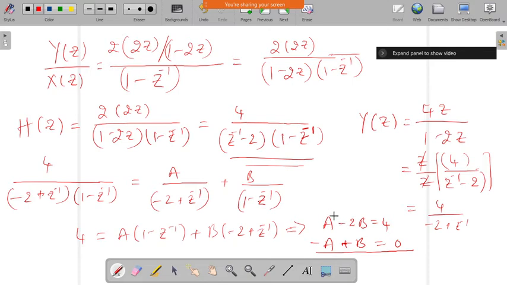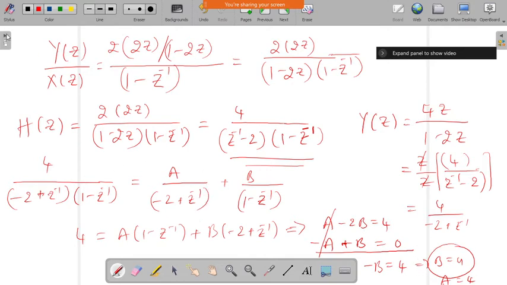So what you will get, if you add, A will cancel each other and you will get minus B equal to 4, or we can get B equal to 4. So this is the B value, and for the A value, if B equals 4 and I substitute here, A will also be equal to 4. So now we can write this one.